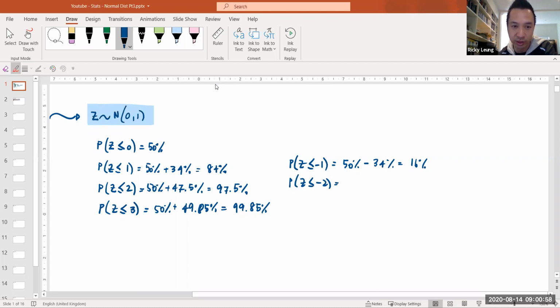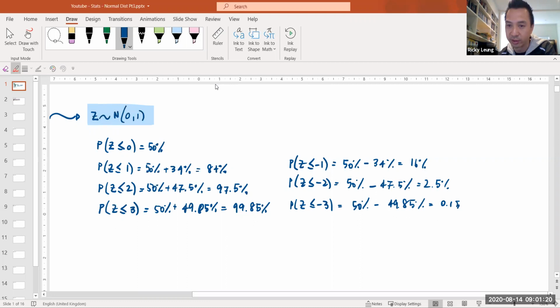By the same token, instead of these pluses over here, it'll be minus. So minus 47.5%, which is at 2.5. And last but not least, Z less than -3, 50% minus the 49.85, which we know to be 0.15%.